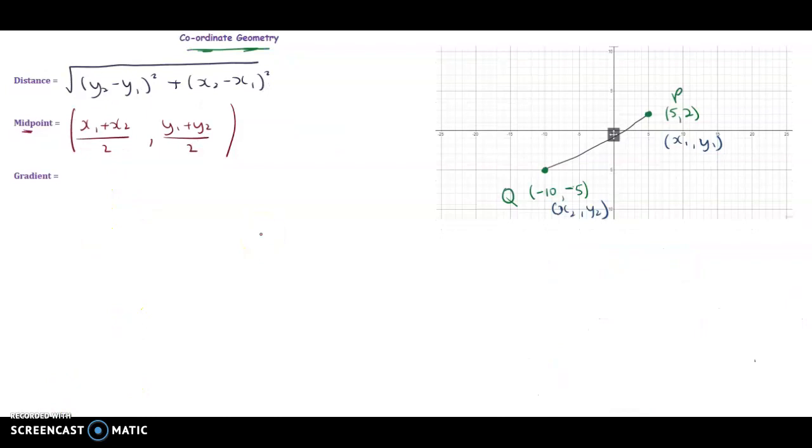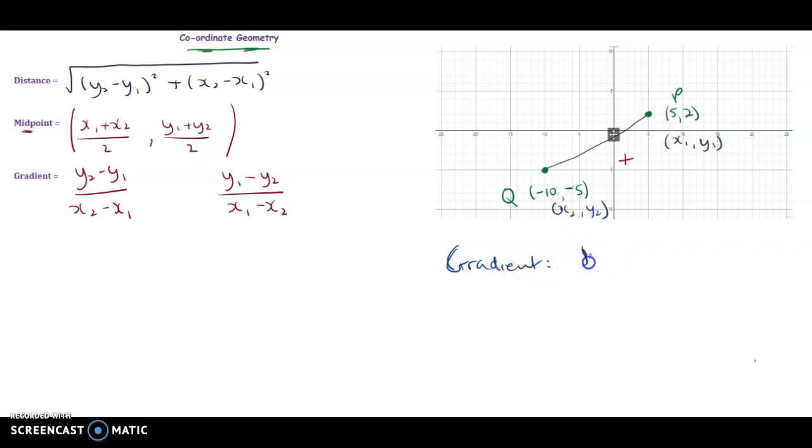The next formula I want to go through is gradient. Gradient simply measures the slope of a line. A gradient could be positive, like in this case, this line PQ, or if the line went like this, the gradient would be negative. The formula is y2 minus y1 over x2 minus x1. If you want to change it around and put y in front, that's okay, but then you have to put x in front at the bottom as well. Either one works.